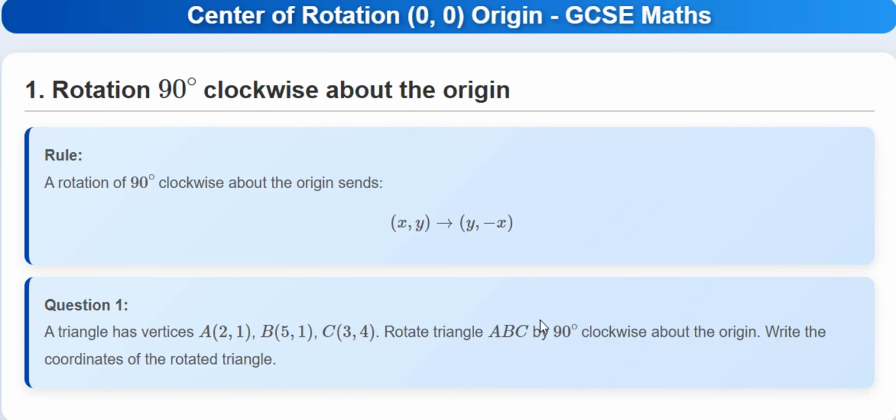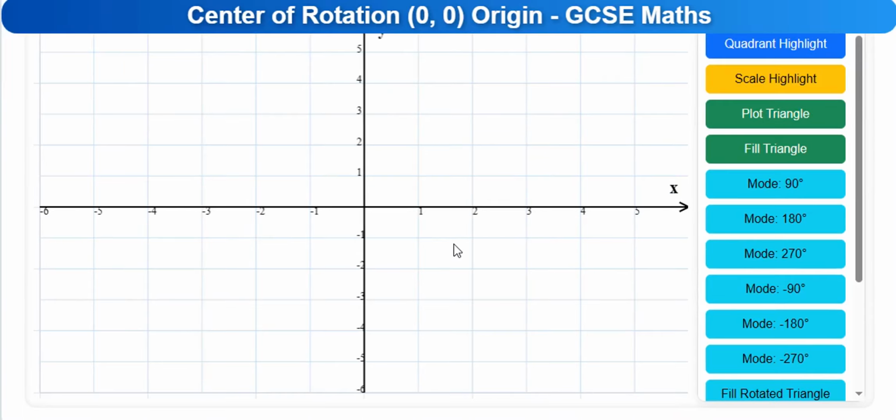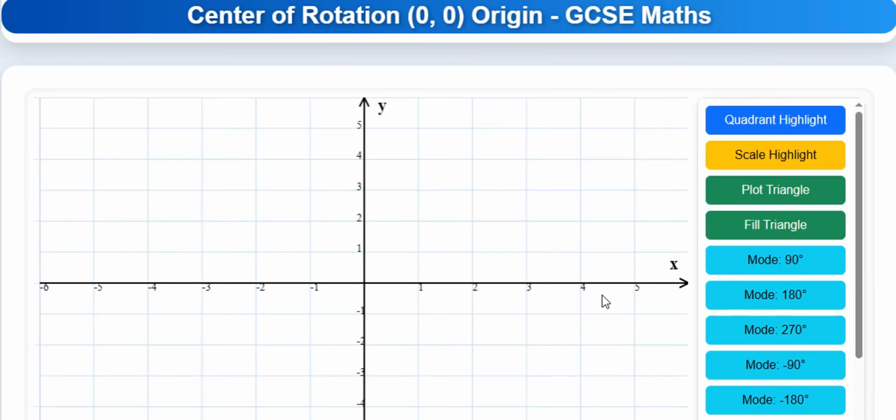Hello, in this lesson, we will learn about the center of rotation about the origin. But before we start understanding the logic, let's learn some properties of the Cartesian plane. This of course is just a graph where we have the x-axis and the y-axis. And as you can see, each of them has a scale.